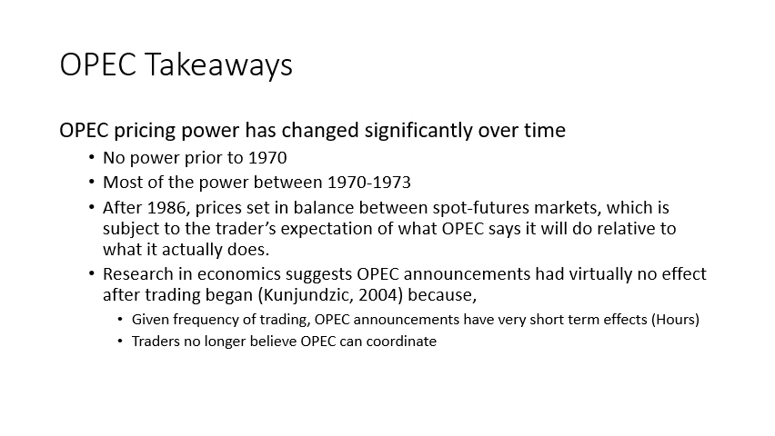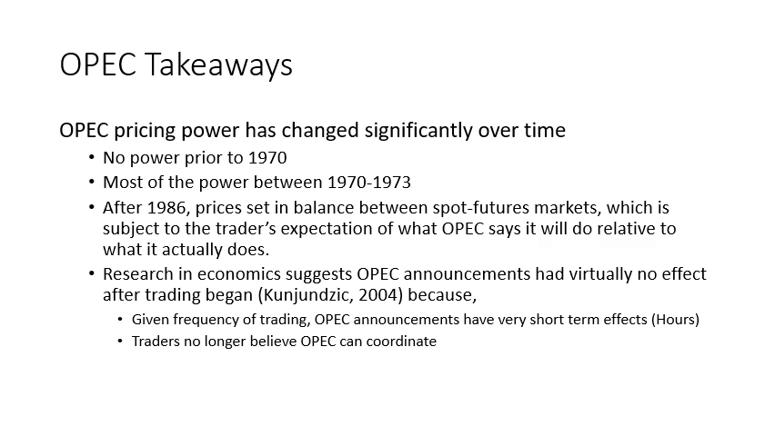And here are some takeaways from that book plus what we've talked about. OPEC had no power prior to 1970. They weren't even a cartel prior to 1970, really. Most of the power was between 1970 and 1973. This is basically the only time they've been able to substantially change and control oil prices.